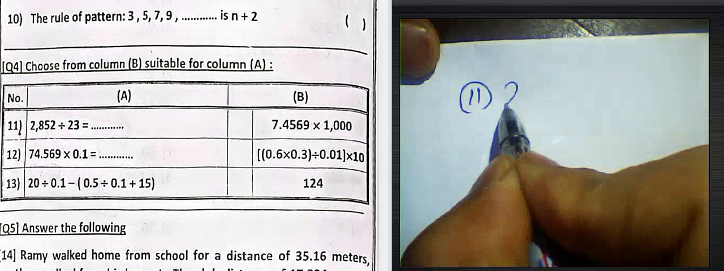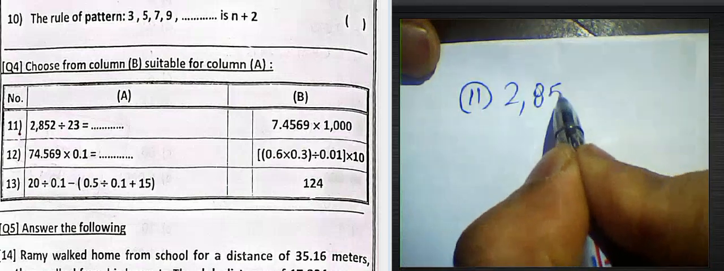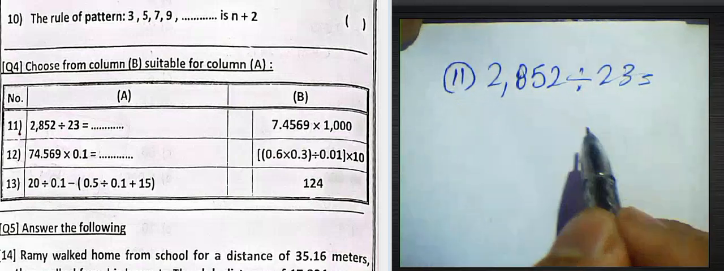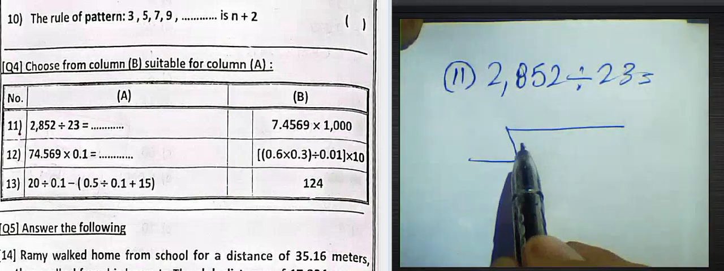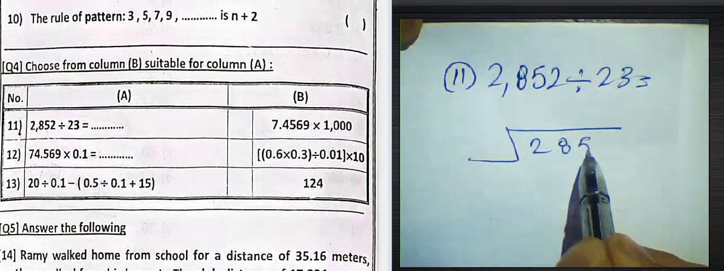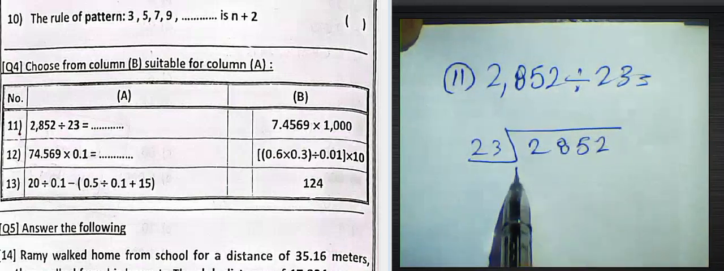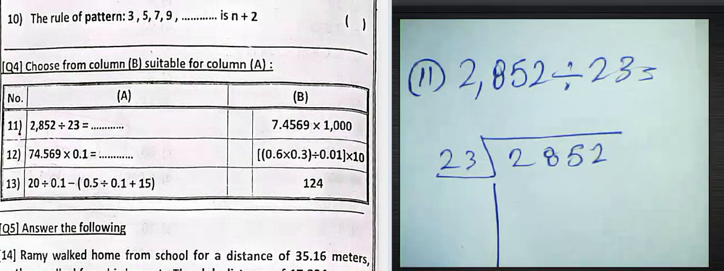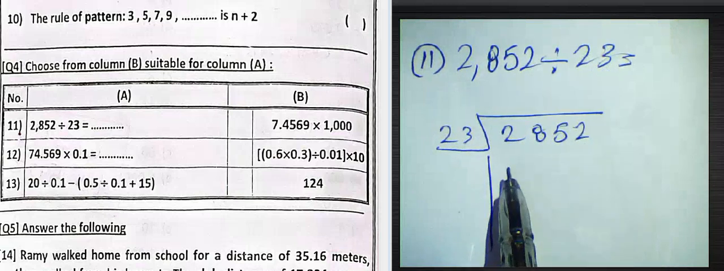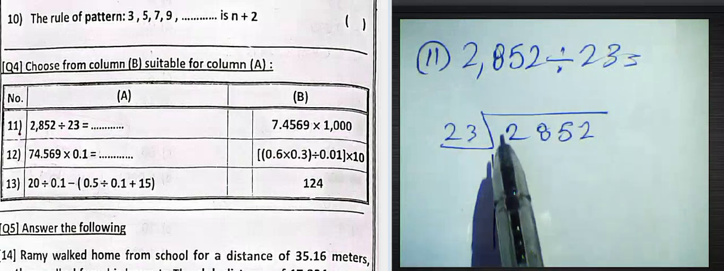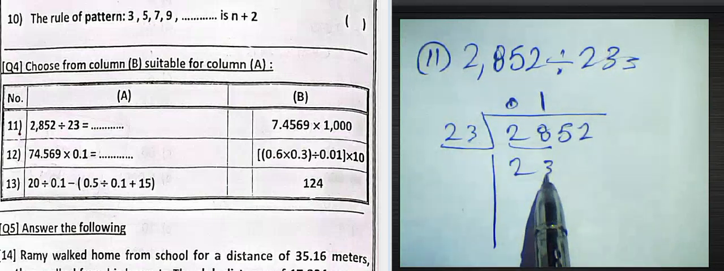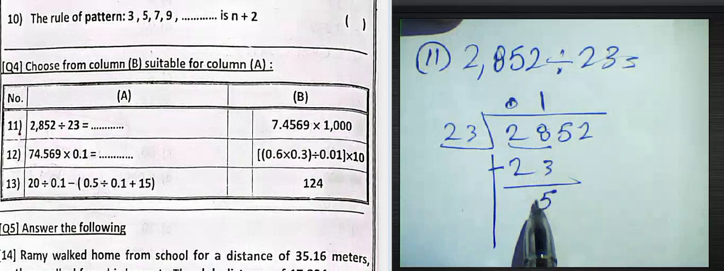He writes here 2852 divided by 23. We can find the quotient by dividing 2852 by 23. Okay, look at this example with me, my students. We will do this operation from the left-hand side. 2 divided by 23, we can't do it. 28 divided by 23 equals 1. 1 times 23 equals 23, and then the difference: 8 minus 3 equals 5. 2 minus 2 equals 0, and then drop 5 here.